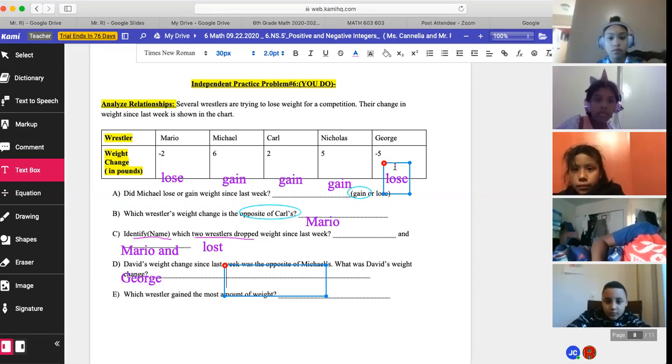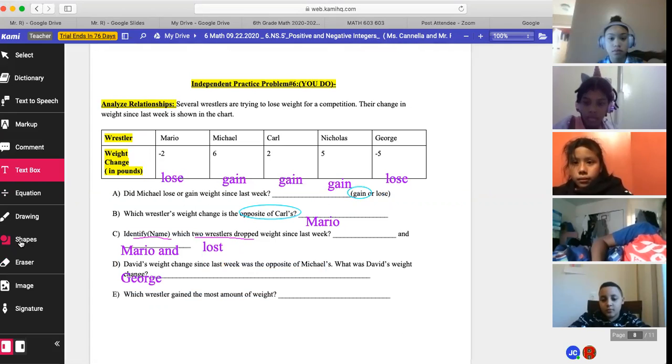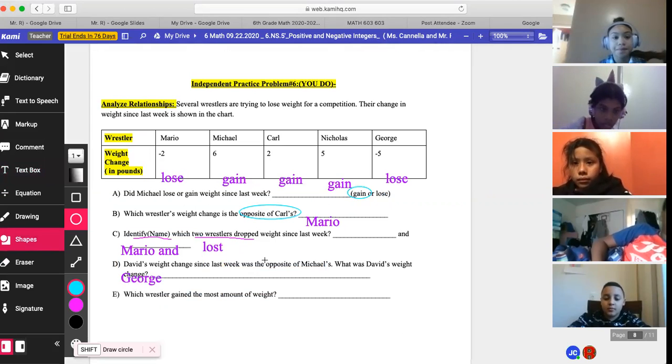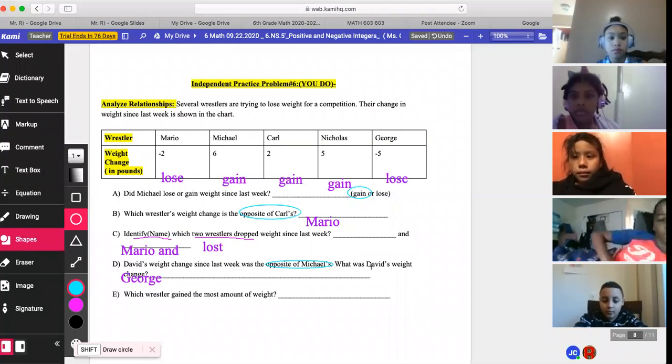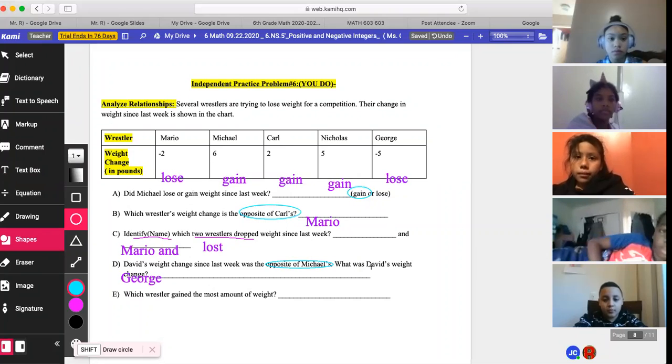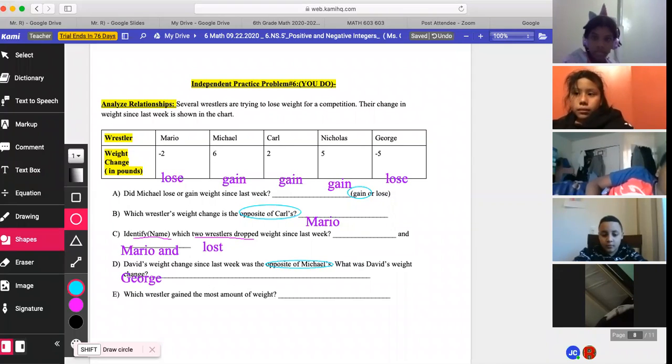David's weight. Oh snap! I just dropped my case. David's weight change since last week was the opposite of Michael's. What was David's weight change? So Coney, please unmute yourself and answer those questions. The things are right in front of me, and I don't see nothing but a mattress. Where's your face? So Coney, please unmute yourself.